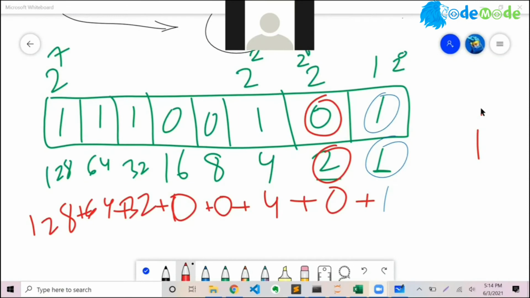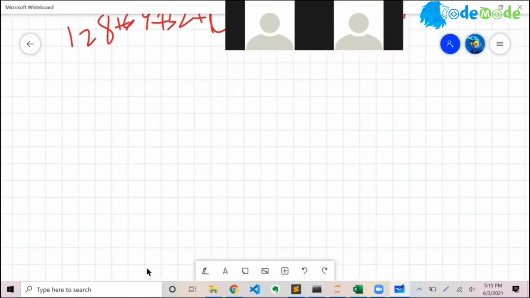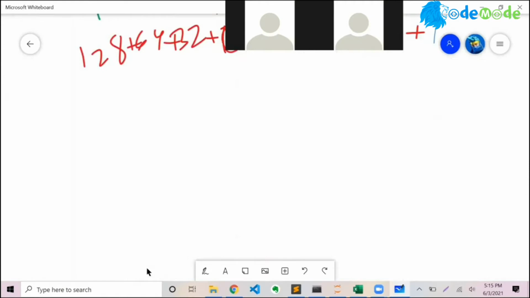This is how you convert a binary into an equivalent decimal number. But how about we do it the other way around? When we say 128, how does the computer understand that? So we are going to take a quick look at converting the other way around, and that's much easier again.